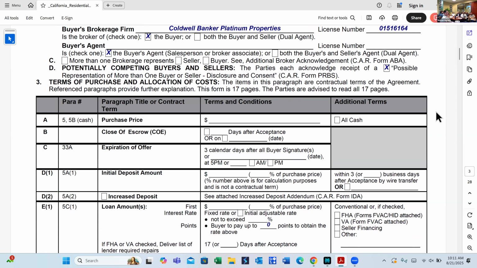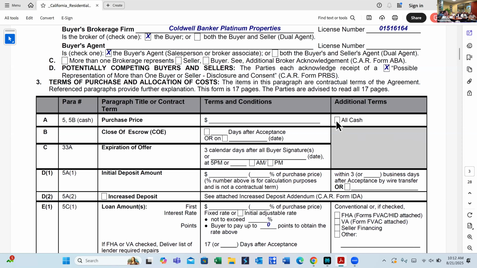And then section 3, this is where we actually begin to fill out the purchase contract, the purchase price. So in this case, there's nothing shown in there under section 3A. And if you look at the next block or column, it says PARA with a pound sign or hashtag sign, and it's referring to different aspects of the purchase contract. In this case, under section 3A, it's referring to sections 5 and 5B of the purchase contract. So we would simply insert the purchase price. Let's assume it's $1 million. And then to the very right, under additional terms, it is available, check the box for all cash.